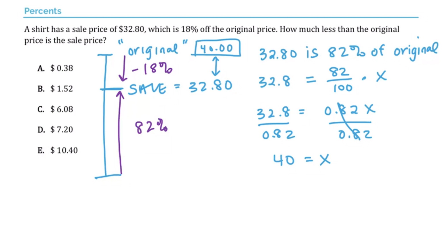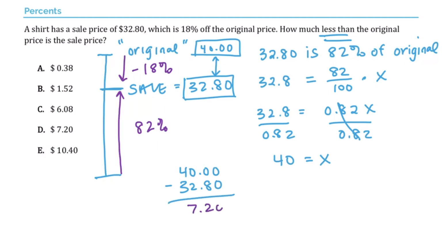Well, if I know that my original was 40 and my sale price was 32.8, the question is how much less than the original price is the sale price? So to find the difference, I'm going to do $40 minus $32.80, which yes, of course, you can use the calculator. $7.20 is our answer. That is the difference. So our answer is D.